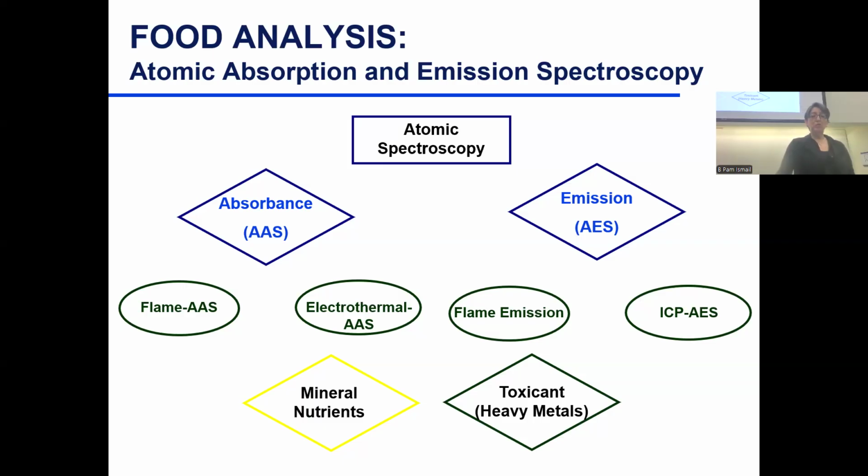So atomic spectroscopy is generally used for mineral analysis. So in food, we care about mineral nutrients like calcium, iron, sodium, potassium, and the salt. And in soil, for example, they also measure mineral elements in the soil because it has to do with soil health. And then also we care about toxicants like heavy metal. They shouldn't be in food. You shouldn't be exposed to them.